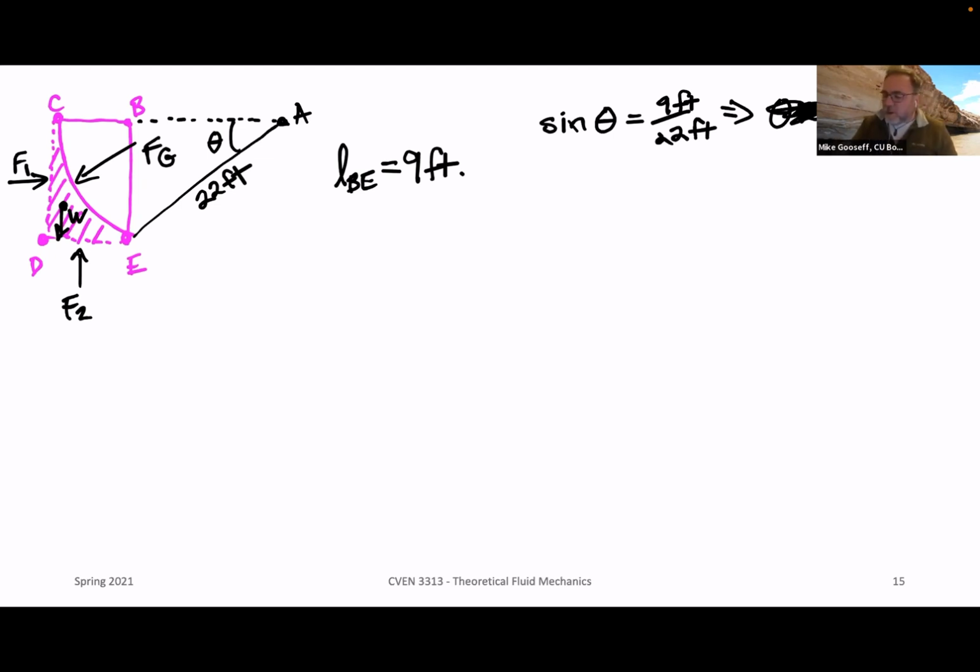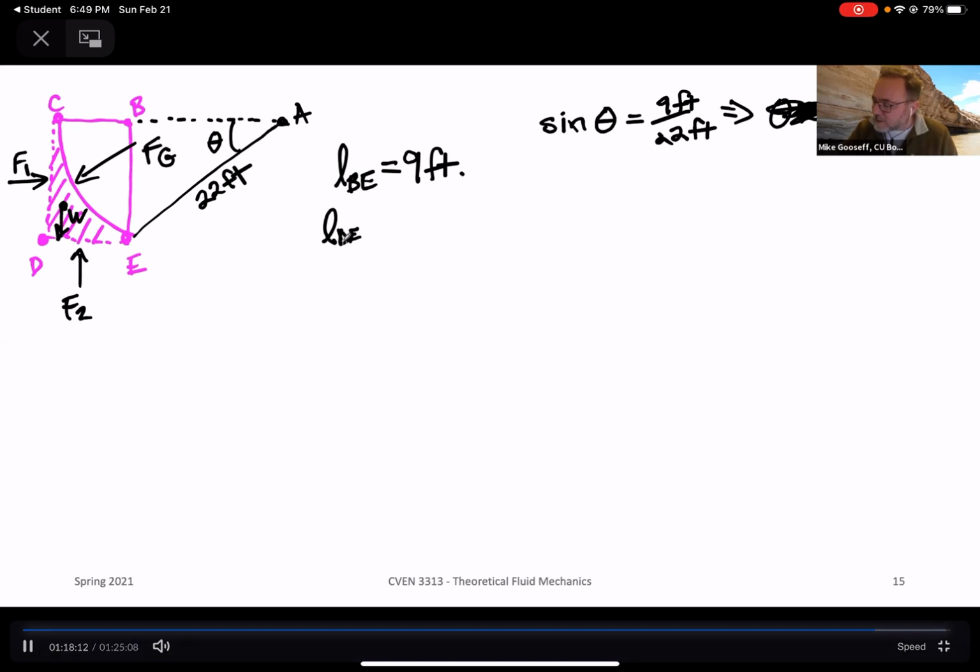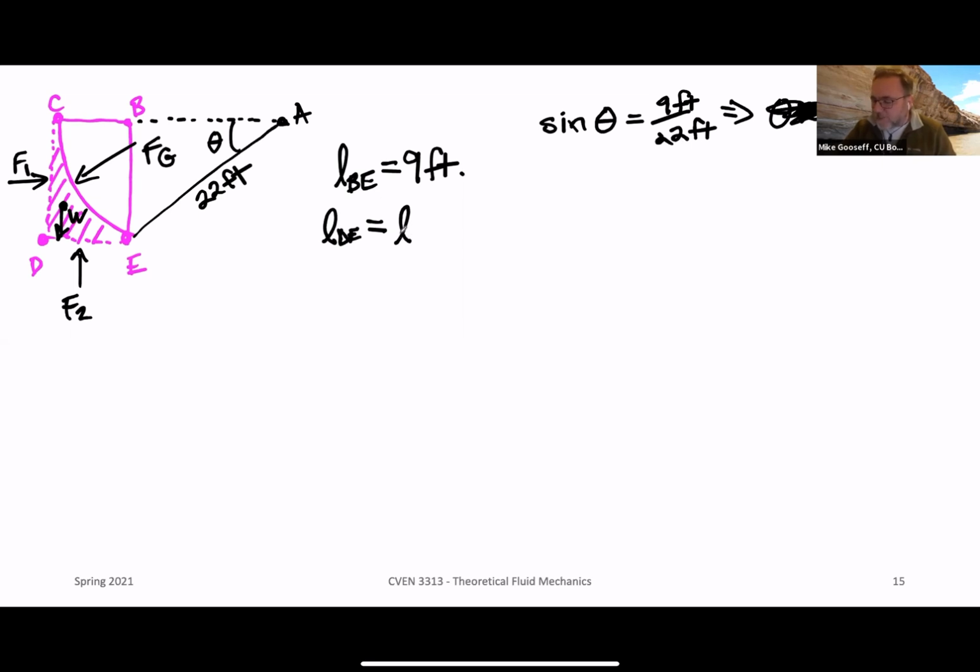All right. We know we're going to need this distance L, the length from D to E. So let's just go ahead and calculate that as well. One way of figuring this out is we can say that the length from D to E is equal to the length at the top there from C to B. And if that's the case, then we know that this full length here is 22 feet.